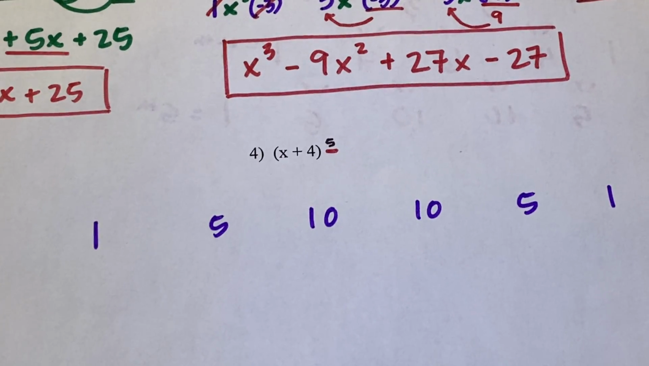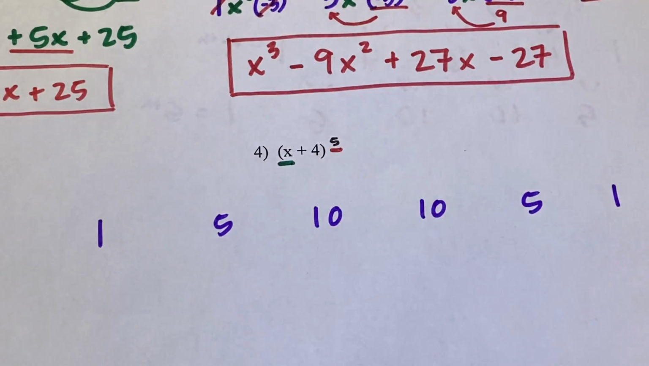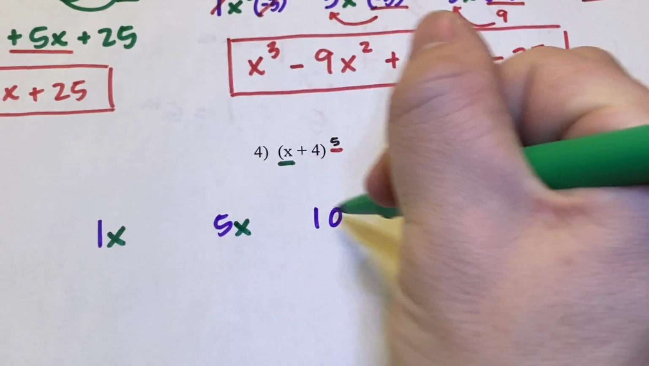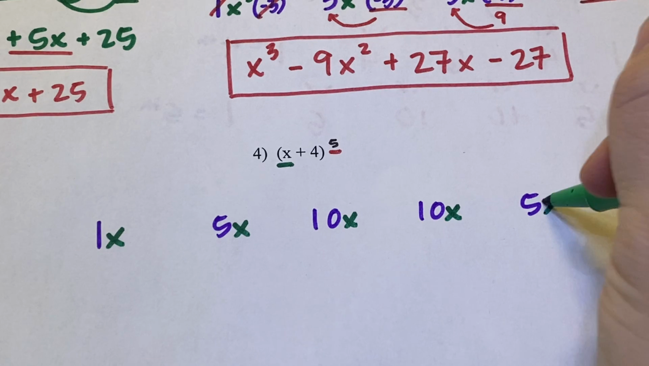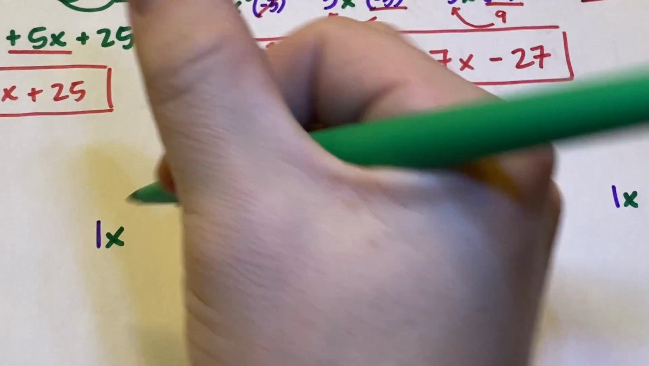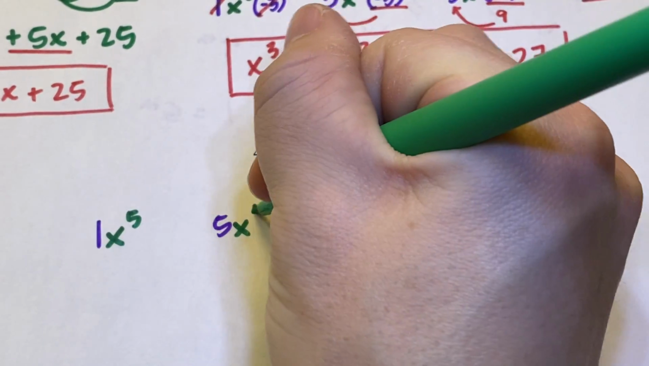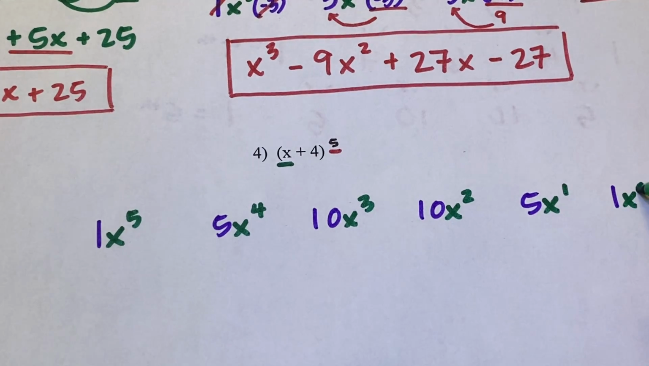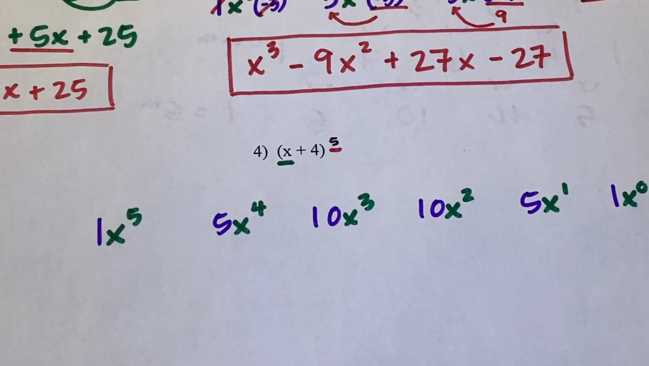Okay, well, first things first, they each need the first term. What's my first term? X. So give them all an X. X, X, X, X, X, X. Okay, first term starts high, goes low, so starts with our highest 5. 4, 3, 2, 1, 0.